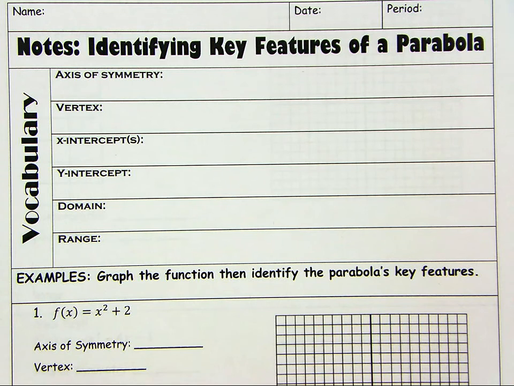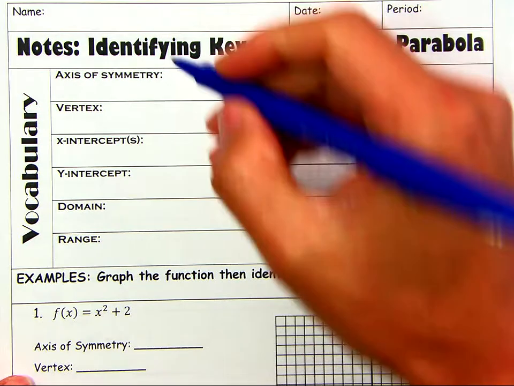All right, this video is going to focus on identifying the key features of a parabola. Okay. So the parabola is the name that we give to the graph of a quadratic function. Okay, so in the last video, we saw that the graph kind of has a U shape to it. All right, so we already saw the axis of symmetry in the last video.